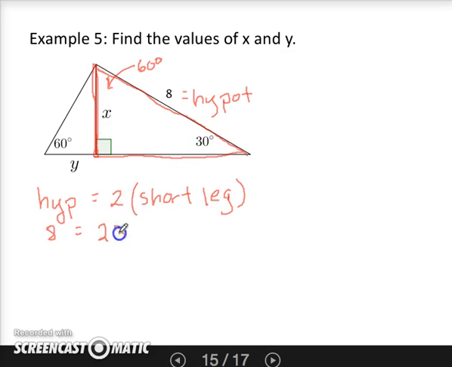So we have 8 equals 2x. Now it's easy to see how we can solve for x. And we have x equals 4. Okay, that wasn't so hard. Now we're asked to find y, which is the measure of this portion here.